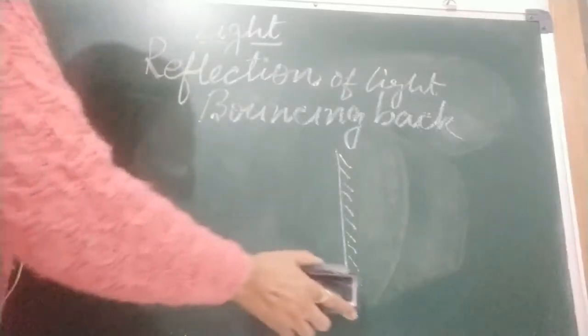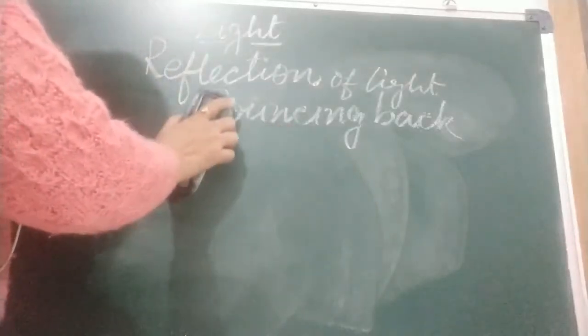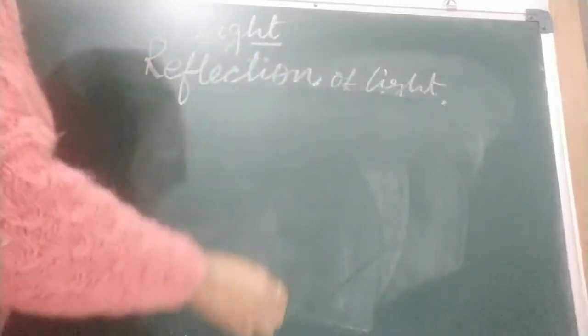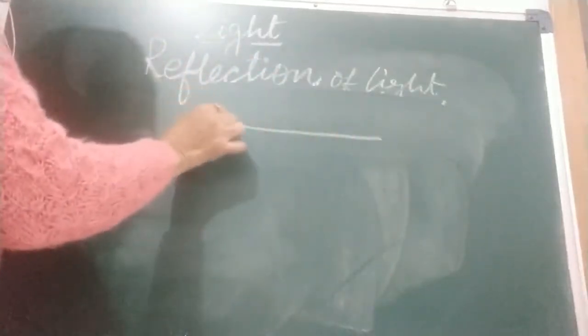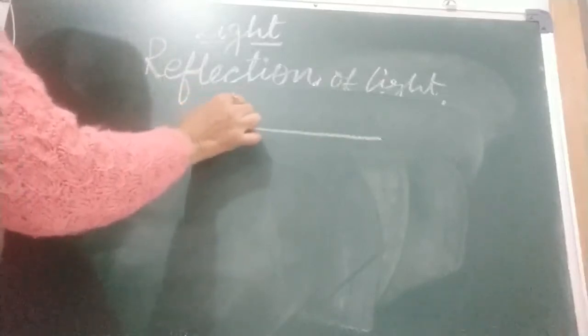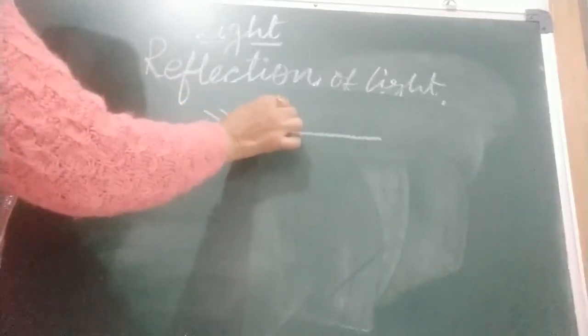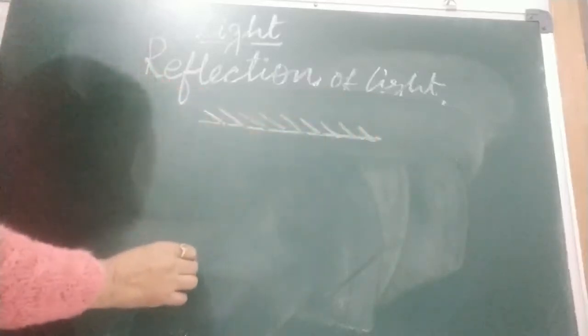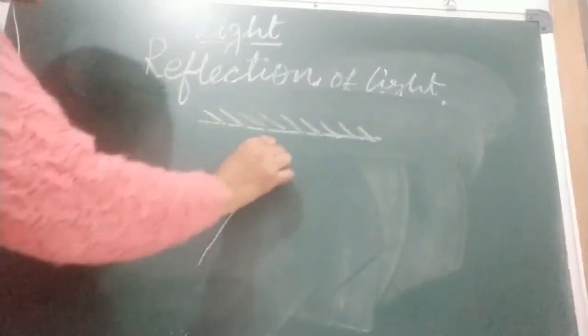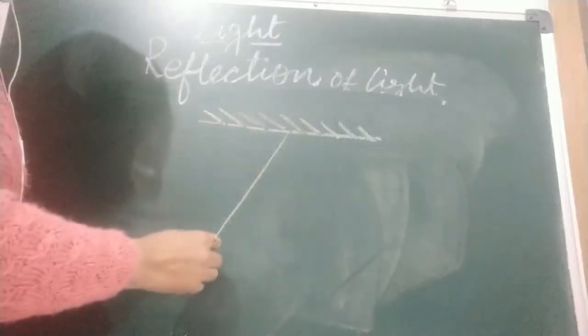Now children, one thing I would like to tell you about reflection. Suppose this is a mirror. A mirror is polished from the back side. Any ray which is falling on it, how is the image formed?